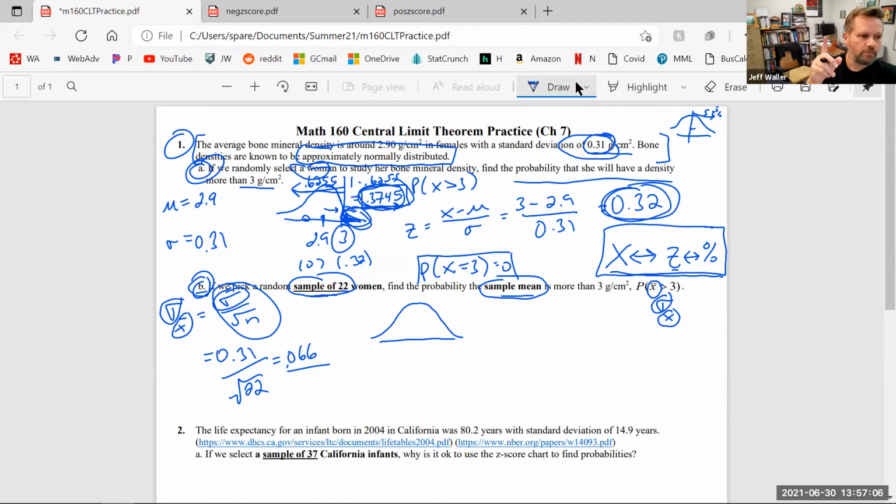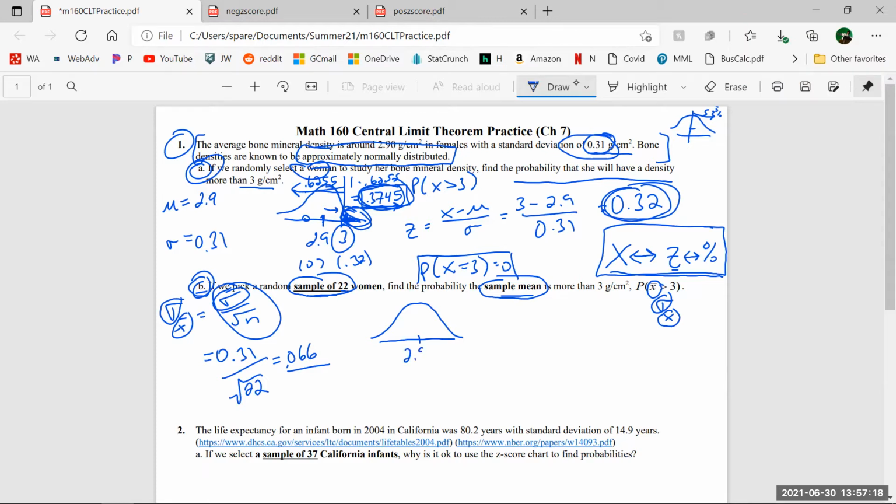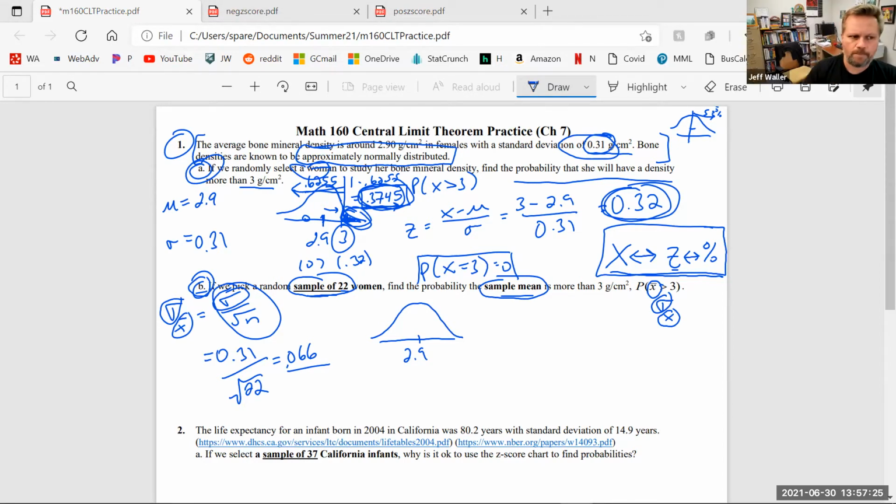Now, what goes in the middle of this picture? 2.9. I like it. Right? The mean stays the same. And of course, the question I'm curious about is more than 3, correct? So I'm going to still put 3 here, and the picture looks exactly the same, really, right? And the work is going to look the same.